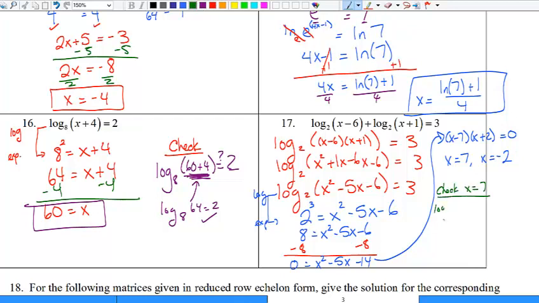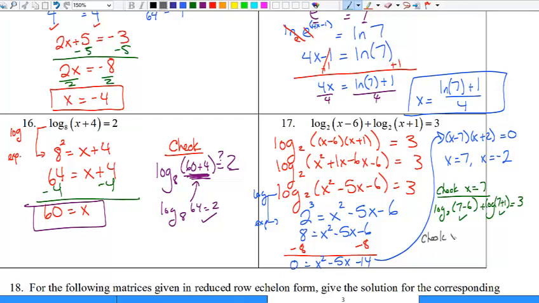So when I plug it in, I have log base 2 of 7 minus 6. Is that positive? Yep. Plus log of 7 plus 1. Is that positive? Yep. And I'm not going to go any further. I'm just going to make sure that the arguments are positive.